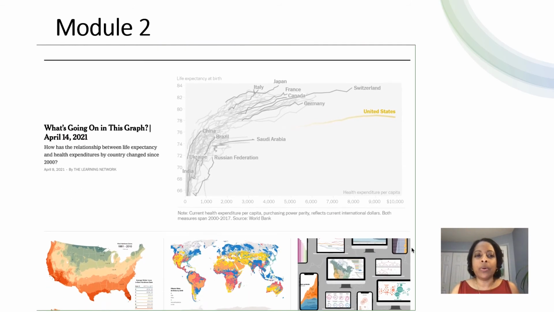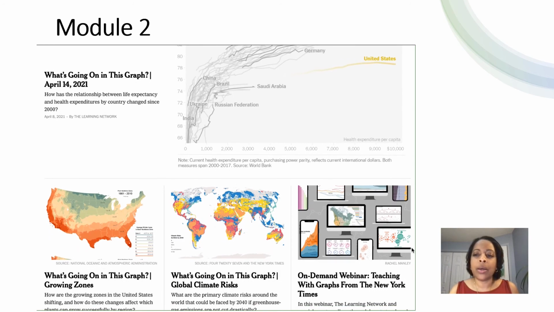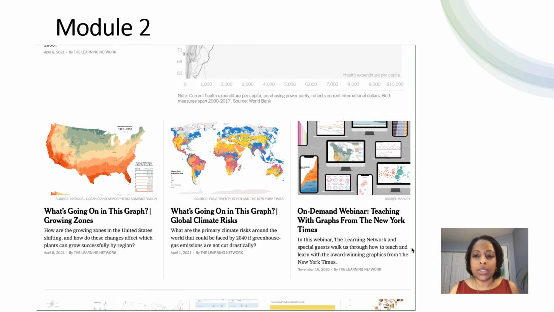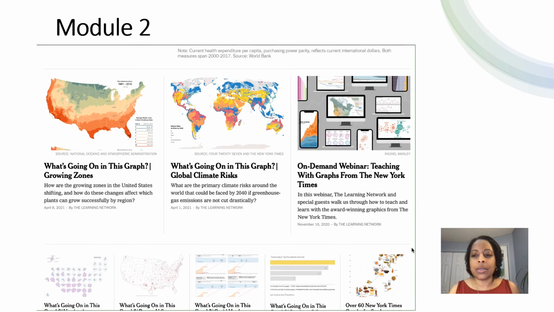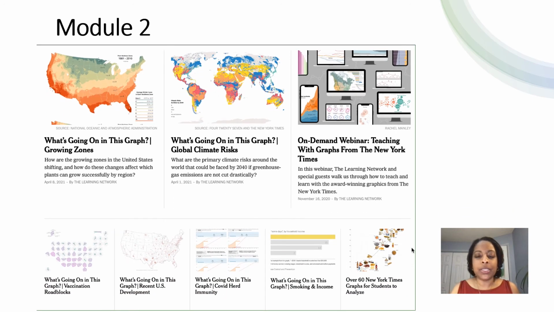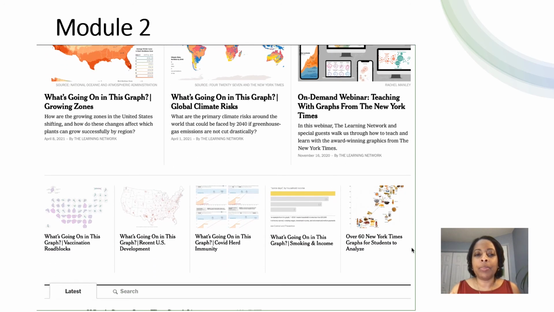It's called What's Going On in This Graph, and it's from the New York Times Learning Network. With each graph, there are guiding questions and an invitation for students to post comments and discussions. Then the American Statistical Association has staff that facilitates the discussion board. Throughout the week, they reveal more information about the graph, and then they include a free link to an article that tells about the graph and where the graph is used.